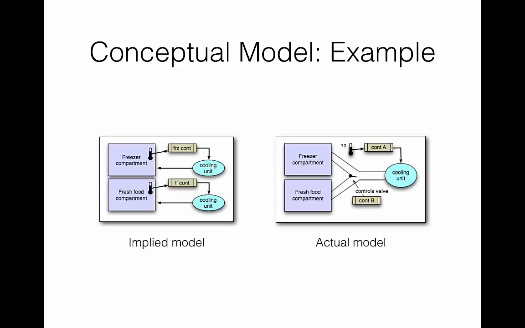So the problem with understanding the instructions was that the instructions and the labeling of the controls, which make up the system image of the refrigerator, suggest one kind of conceptual model to the user. That's the implied model on the left. But in fact, the designer was working with a different conceptual model, the actual model on the right.